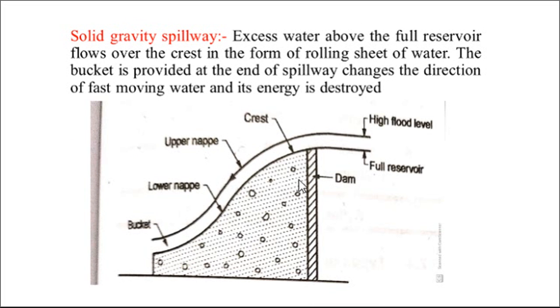Here the excess water above the full reservoir flows over the crest. This is the crest, in the form of a rolling sheet of water. This is the rolling sheet of water. The bucket is provided at the end of the spillway, changes the direction of fast moving water and energy is destroyed.